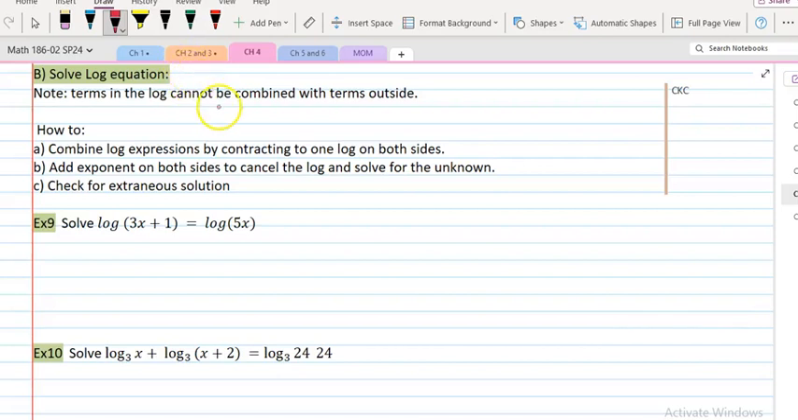Hello, pre-calculus student. This video is for chapter 4.6, solving exponential and log equations. And we are in the second part, which is dealing with solving log equations.